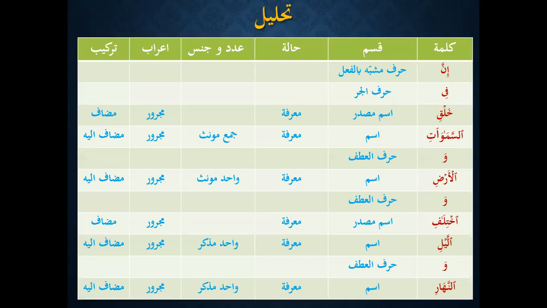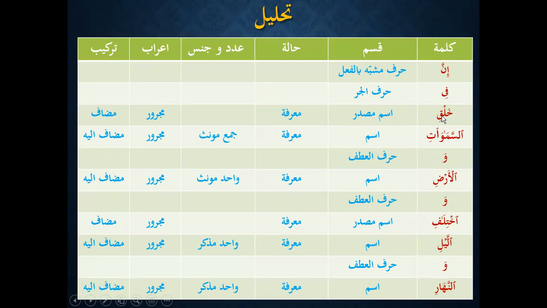So I've done one for you. Inna fi khalqi samawati wal ardi wa ikhtilafi al-layli wal nahar. Inna is a harf mushabbah bil fi'l. Inna, anna, lakinna, layta, la'alla, you've done that in your previous lessons. Fi is harf jar, so you can write down there, which is preposition. Khalqi is ism, which is masdar. Actually, in this case, ism is a type of masdar, ismu masdar.